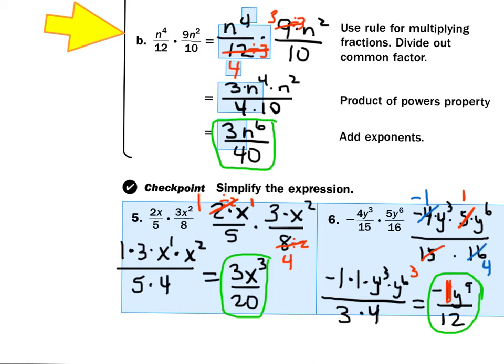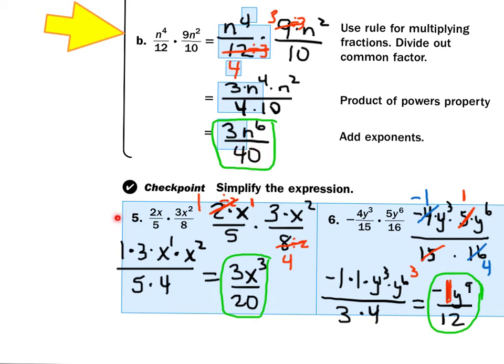So notice what I have. I have 3 times n to the 4th power times n to the 2nd power on top, in the numerator, and 4 times 10 in the denominator. So I just would do that trick: when the bases matched, I copied the base, and then I added the 4 plus 2 to get 6. So my final answer is 3n to the 6th power in the numerator over 40 in the denominator.